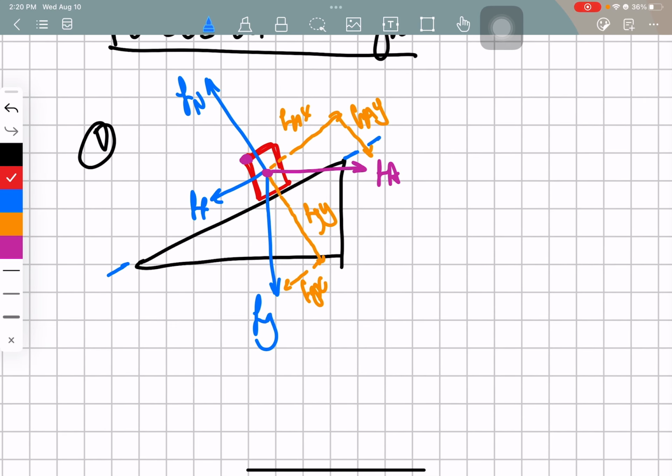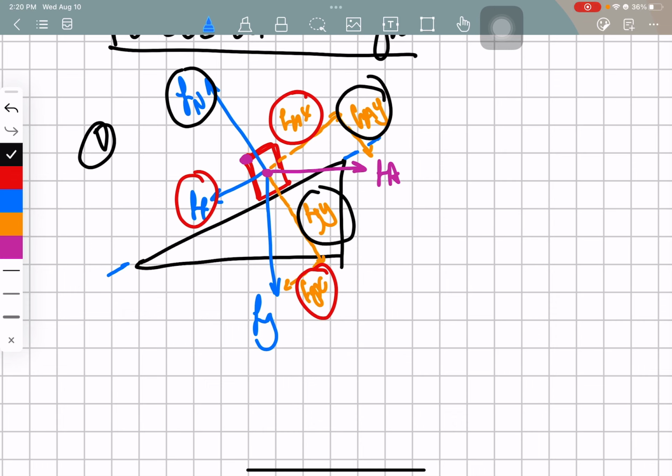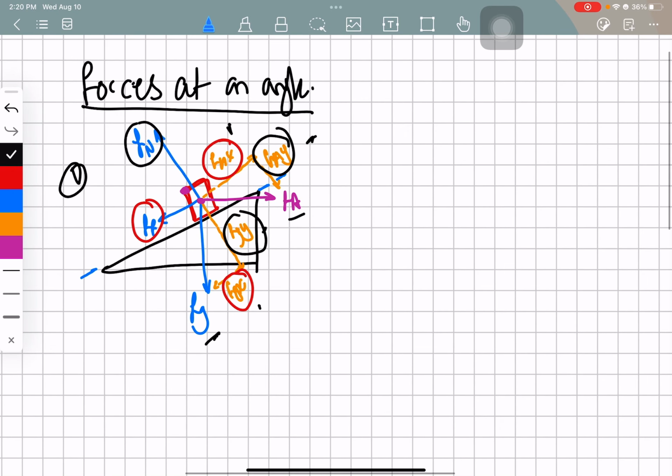On the x direction, you have a couple of forces: your Ff, your Fgx, and your Fax. On the y direction, you have other forces: your Fn, your Fgy, and your Fay. These two are part of the Fa, and these two are part of the Fg. So that is one example.